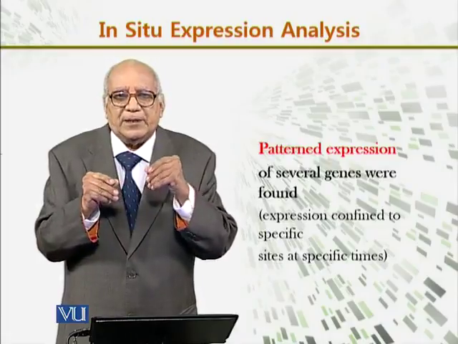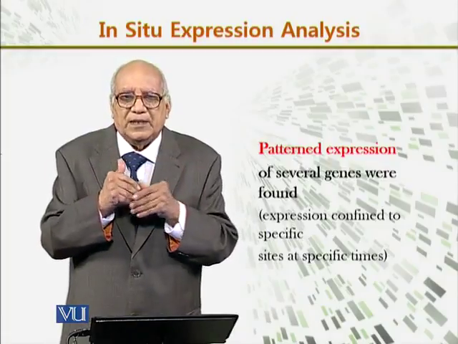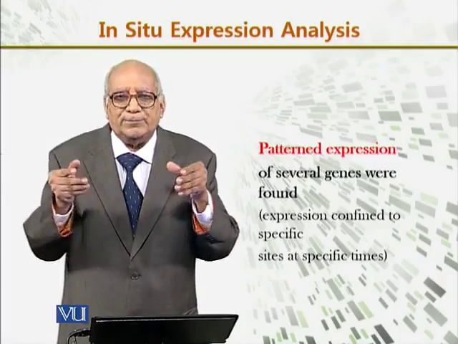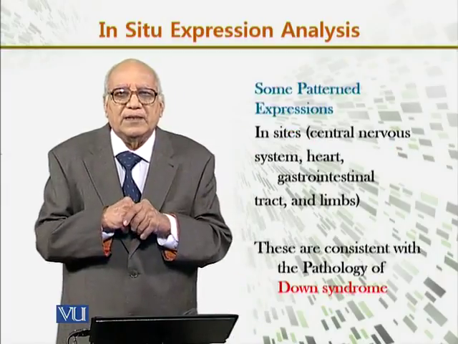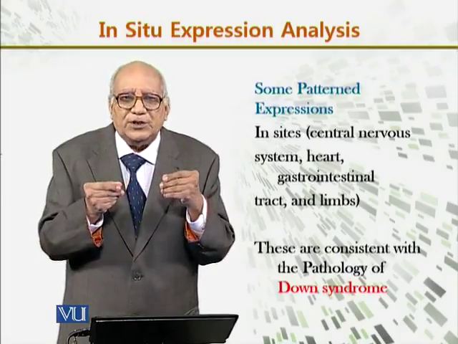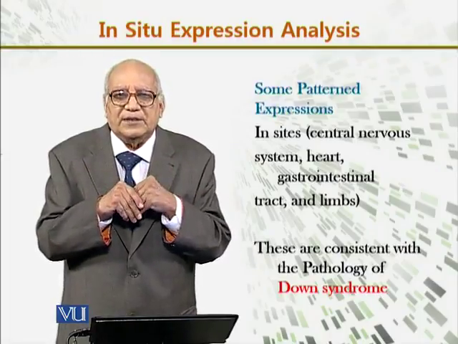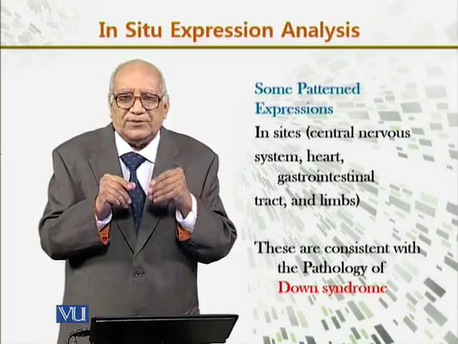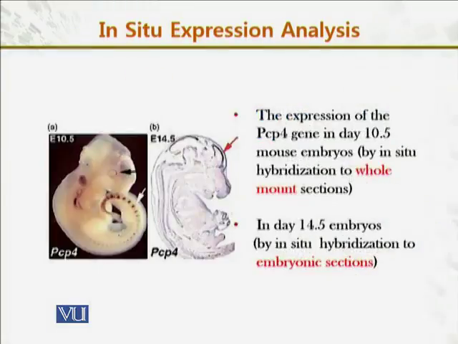Now, patterns of expression of several genes were found. That is the pattern, and the expression was confined to specific sites at specific times. That was also found and studied. Some patterns of expression were in the central nervous system, heart, gastrointestinal tract, and the limbs. And these tissues are consistent with the pathology of Down syndrome.